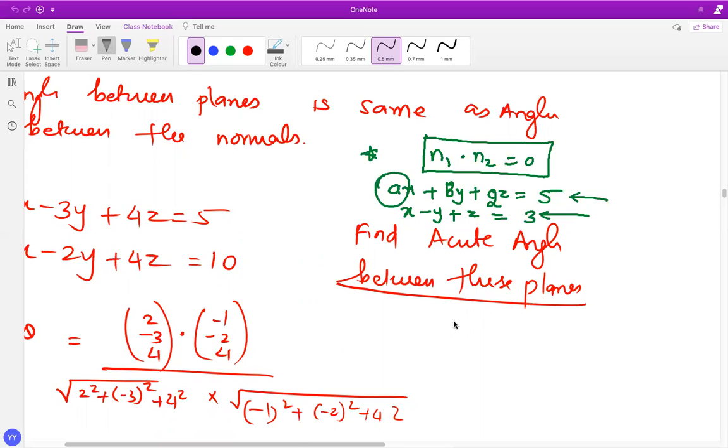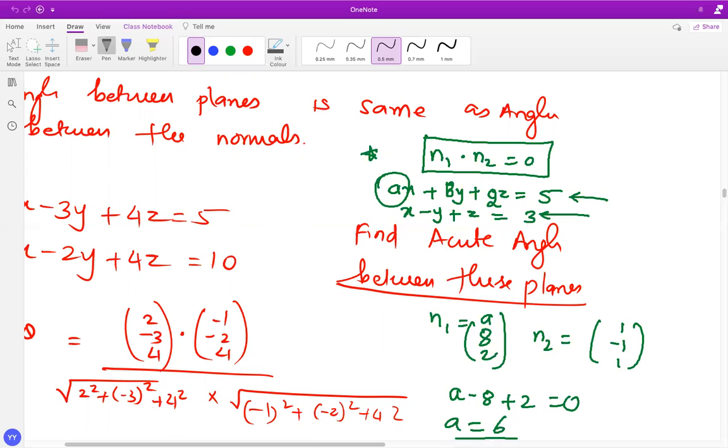In this case, we know that the normal to the first plane is a, 8, and 2, and the normal to the second plane is 1, minus 1, and 1, which are simply the coefficients of x, y, z. Now the dot product of these two will be a minus 8 plus 2 equals 0. That gives me a as straight away 6. So this is how you find the missing values in the case where two planes are parallel or perpendicular.